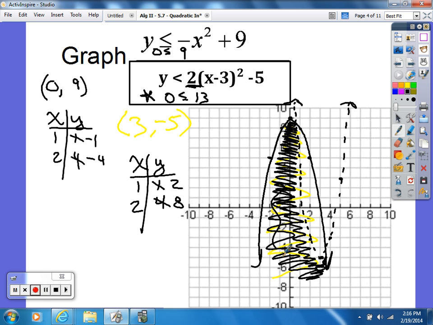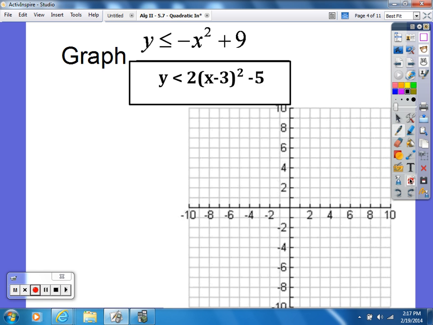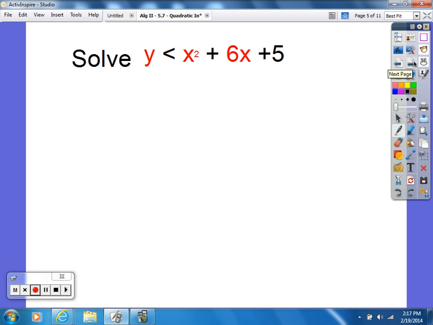Alright, so we've graphed quadratic inequalities. According to our objective, what else do we need to do? We need to solve. So let's do a solving problem. Here's my lovely solving problem. So for this problem, when it says solve, we are looking for x-intercept. X-intercept means that y is 0.